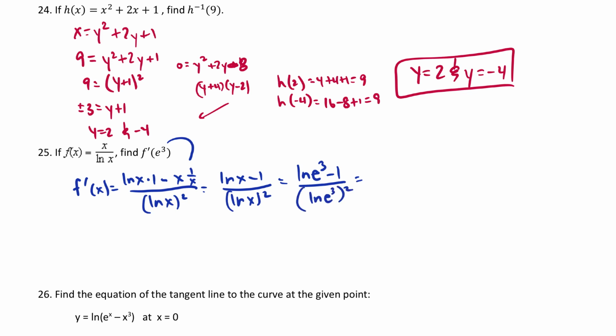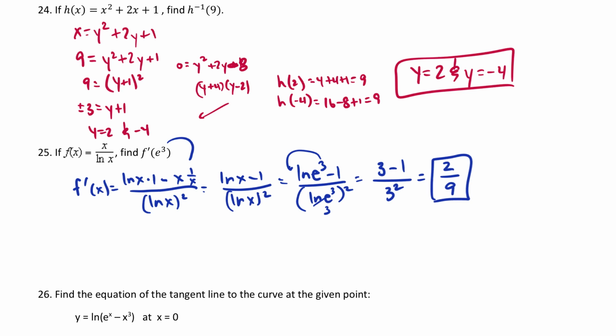Now this, since it's ln, is just going to come out in front, and then the ln of e goes away, so this is just going to be 3 minus 1. Over here, same thing. This just goes away and you get a 3, so this becomes 3 squared, so you end up with 2 over 3 squared, which is 9.